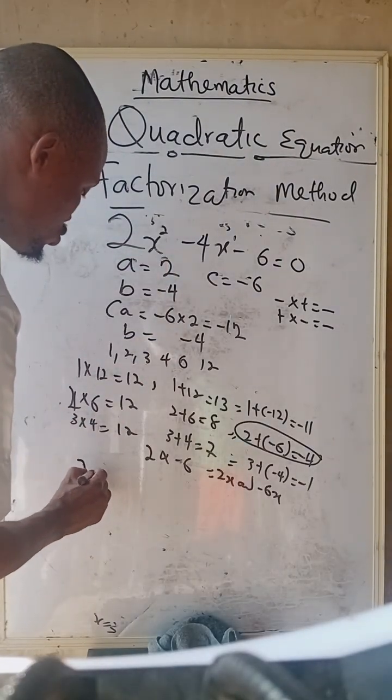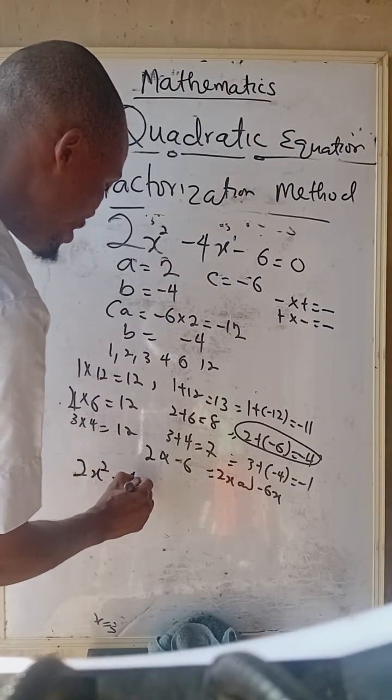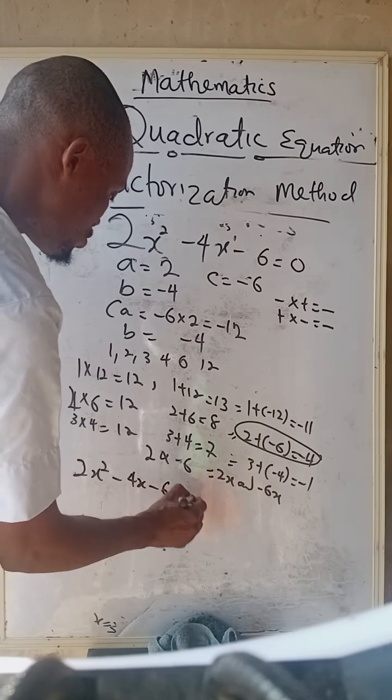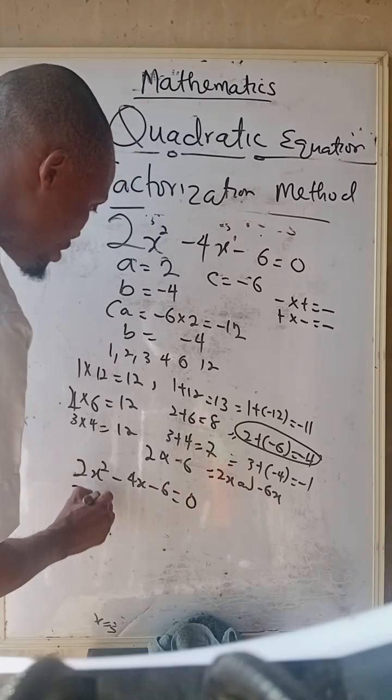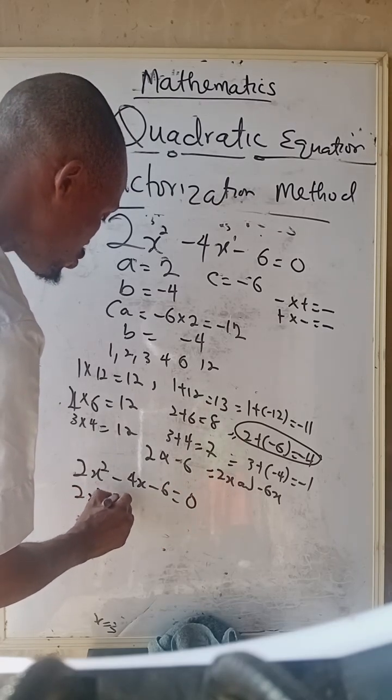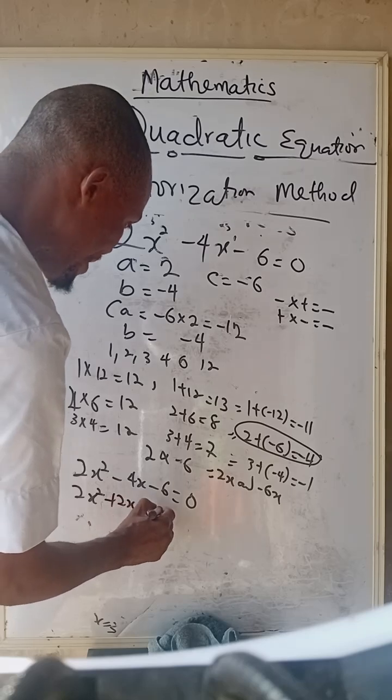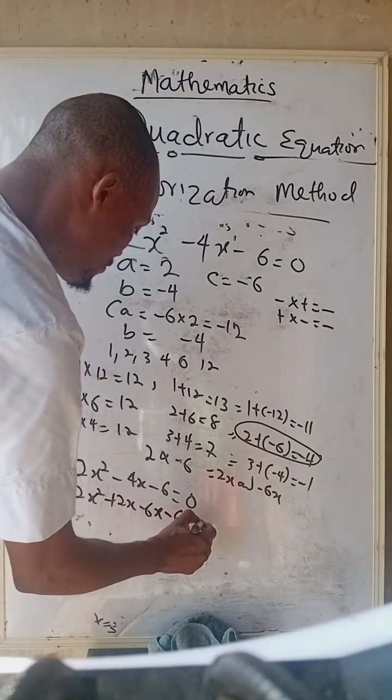Therefore, I'm going to have 2x squared minus 4x minus 6 equals 0. So I'm going to have 2x squared plus 2x minus 6x minus 6 giving us 0.